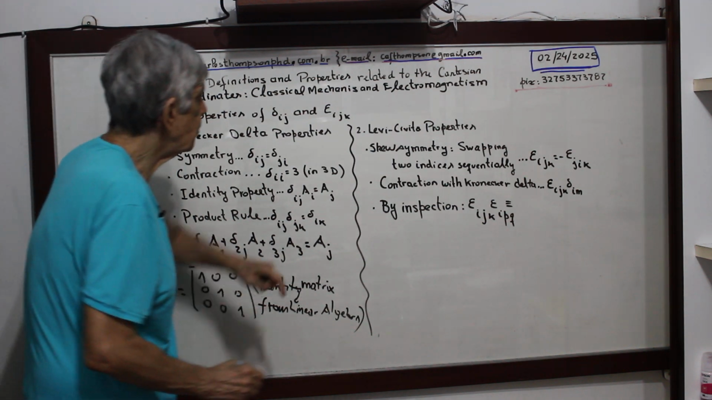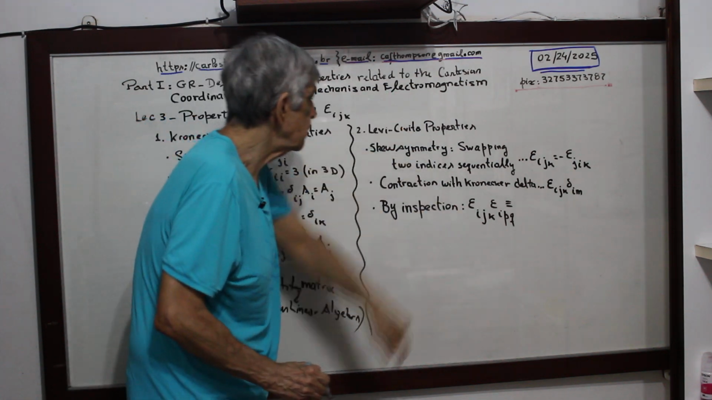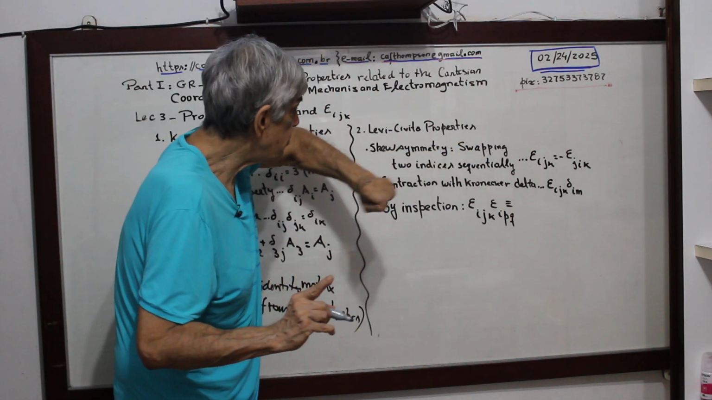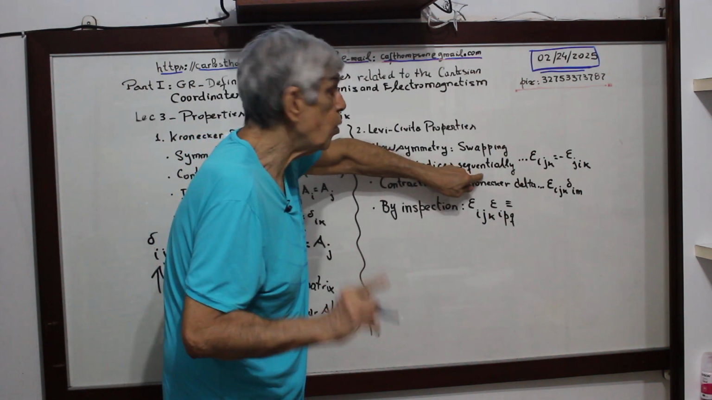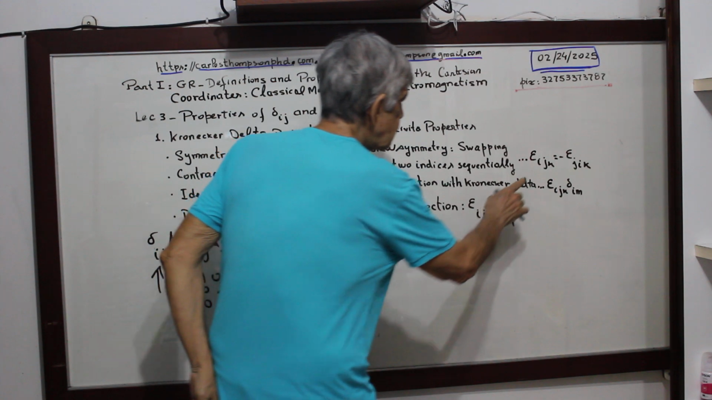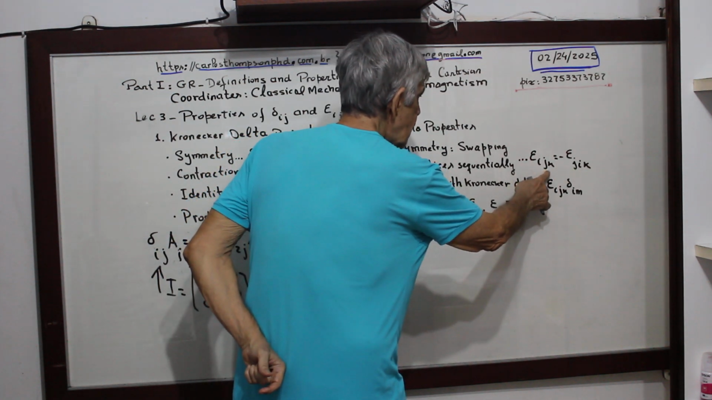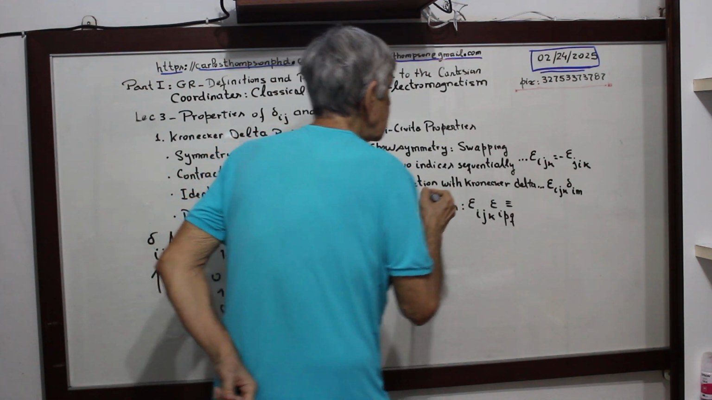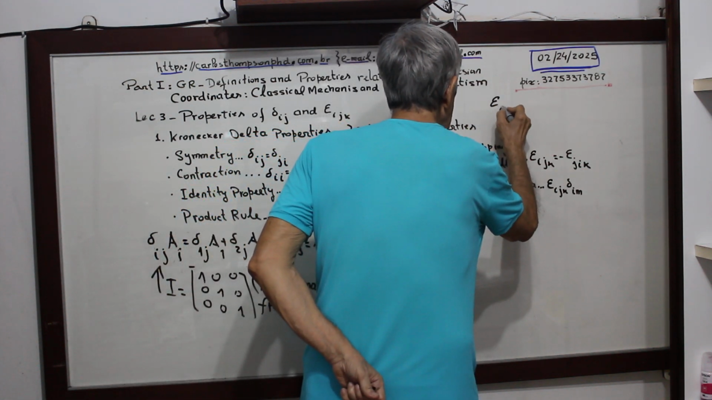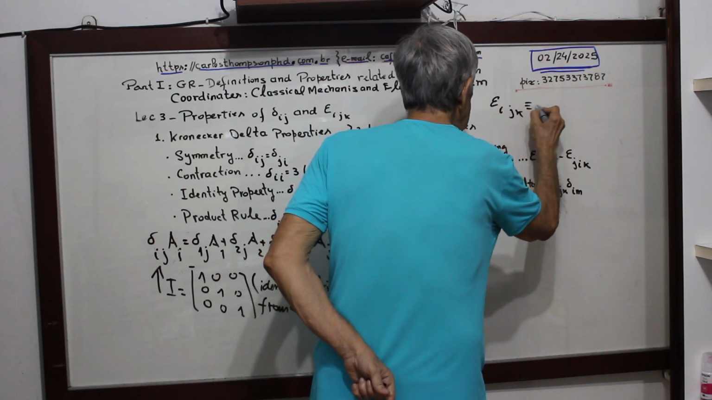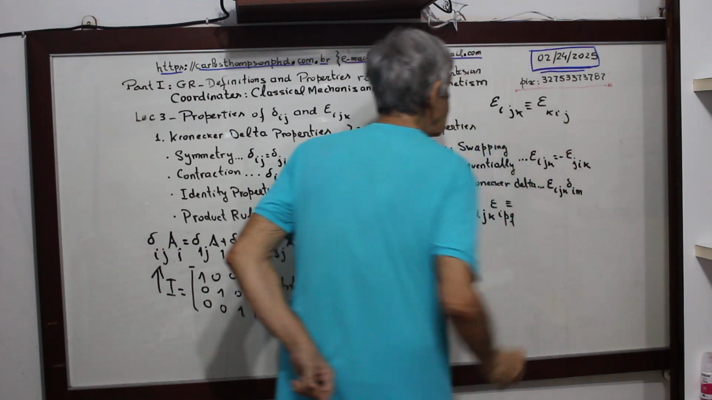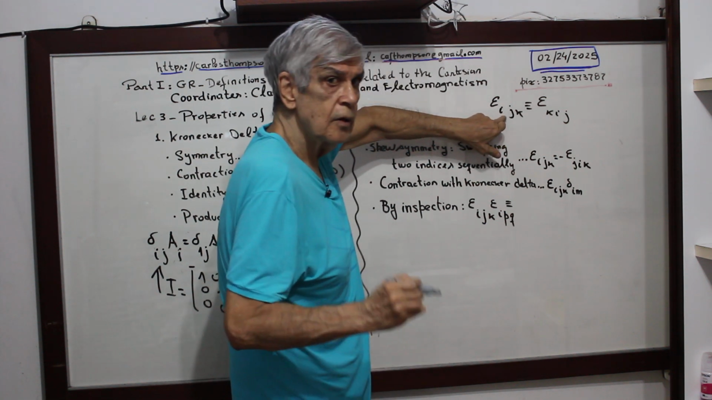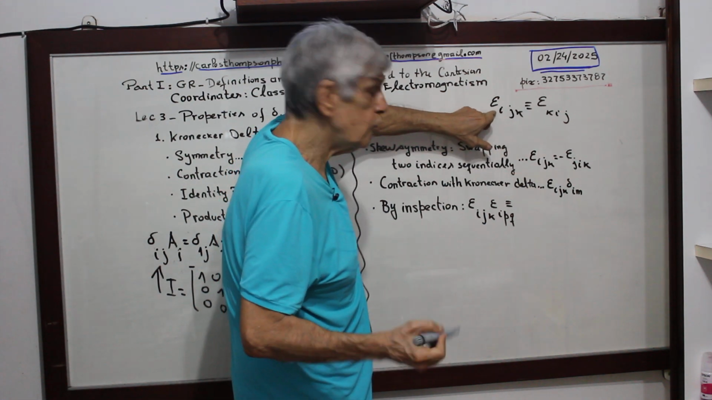Now, let's go to properties of Levi-Civita. First of all, it is skew symmetric. Attention here, skew symmetric means swapping two indices sequentially. You see, this is j on the second position. I just move it to the first position. One important relation is this: epsilon ijk is identical to epsilon kij. Let's check this. When I swap in the middle, it will be minus. If I swap again, it will be plus.